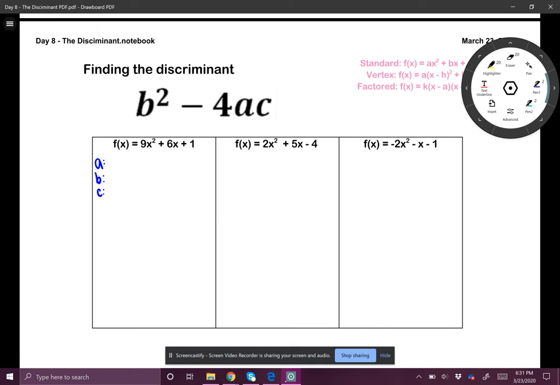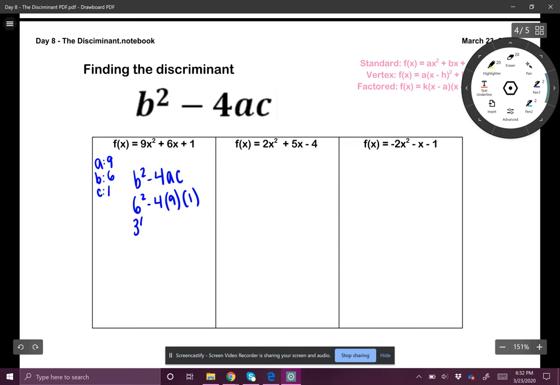So a in our first example is 9, b is 6, and c is 1. If we fill in the formula b squared minus 4ac, we would have 6 squared minus 4 times a times c, which is 1. So a was 9, c was 1. 6 squared is 36, minus 4 times 9 is 36, times 1 is 36. So we have 36 minus 36, which is 0. That means this quadratic has 1 x-intercept, just 1.